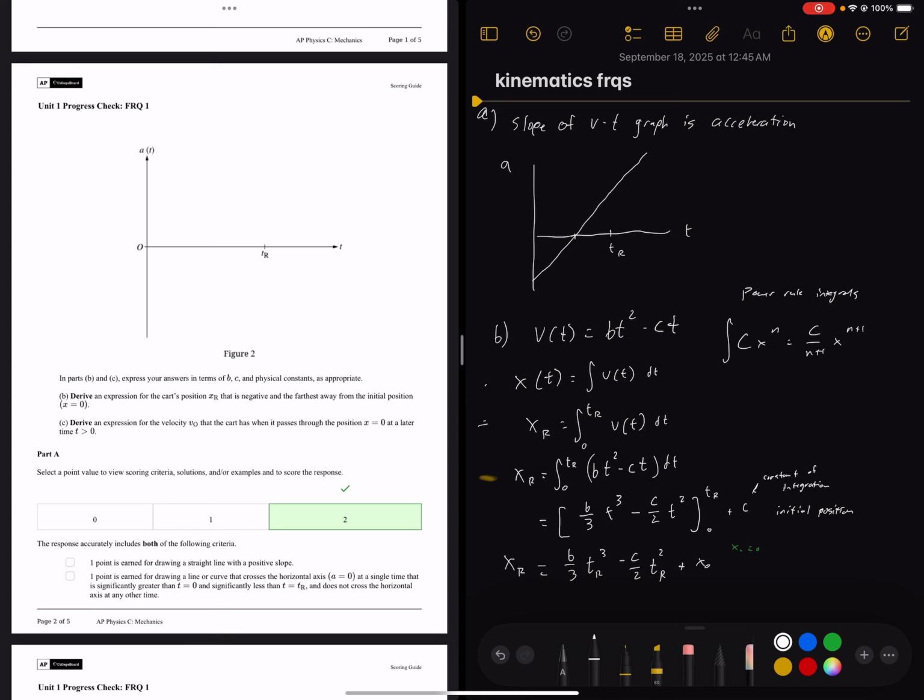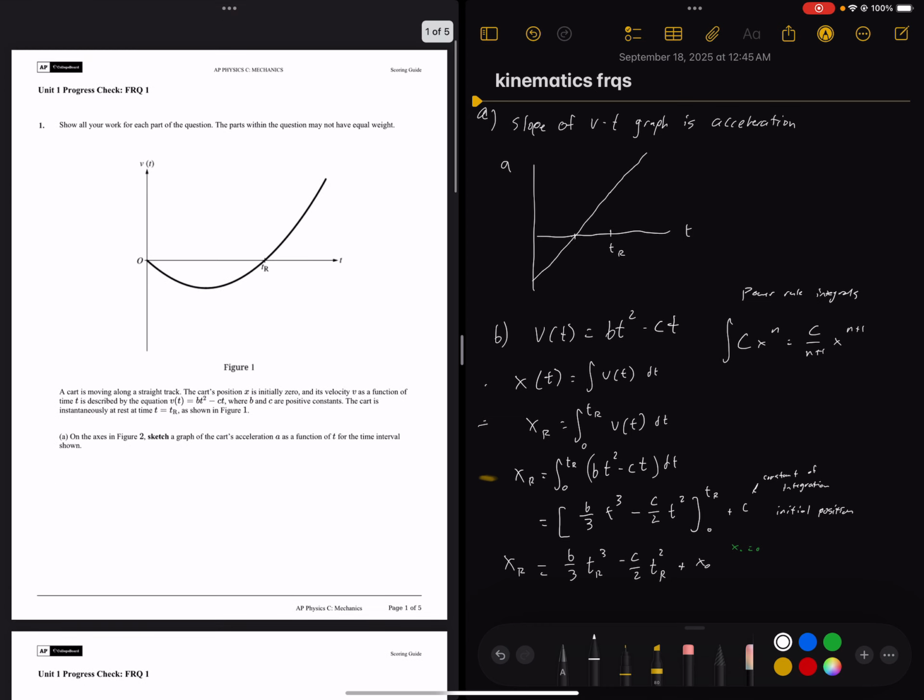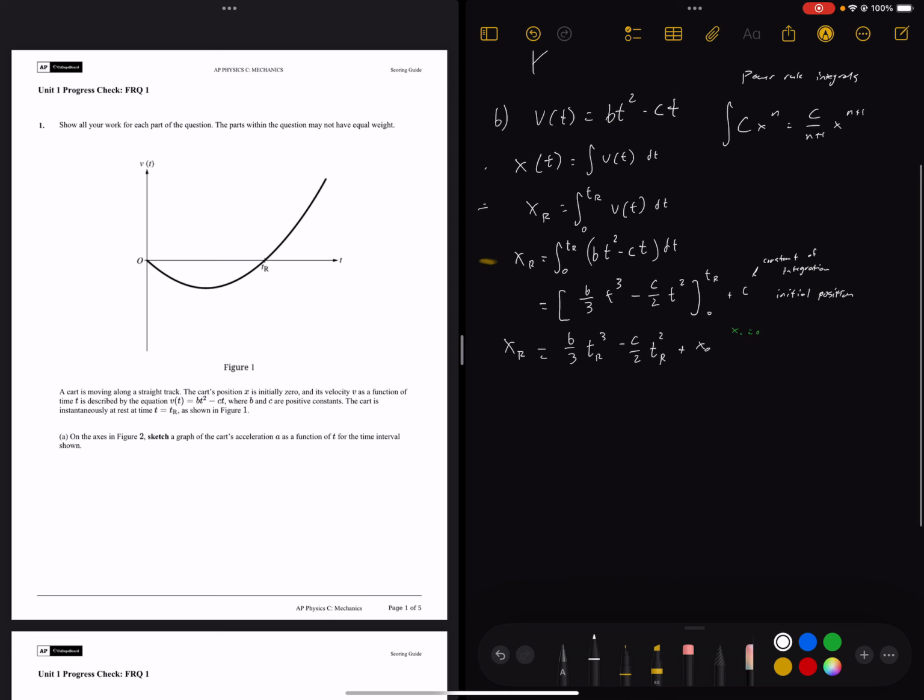So here I have my expression for the position at time tr, and I need to evaluate it in terms of b, c, and physical constants, right? So I need to figure out what tr is in terms of b, c, and physical constants. Well, one important piece of information is that we know that the velocity is 0 at time tr, right? So what I can do is set the velocity function equal to 0 at time tr. So my velocity at time tr is equal to 0, because that's what it shows on the graph. The velocity is 0 at that point. So I'm just going to set this equal to the actual function.